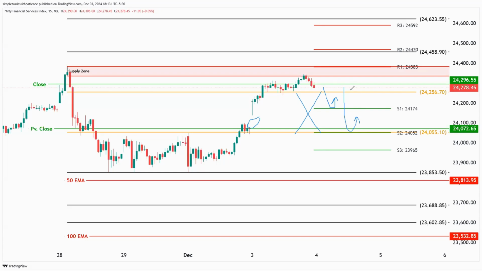Now, there is a supply zone. If this has been taken out and we have resistance 1 at that very area, so if this has been taken out, this would be your possible first target and your probable second target. On the lower side, break of this would lead to our possible first target and to our possible second and third target on the lower side.